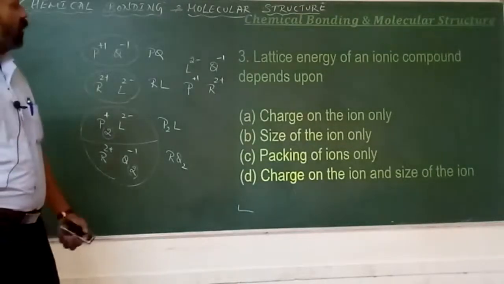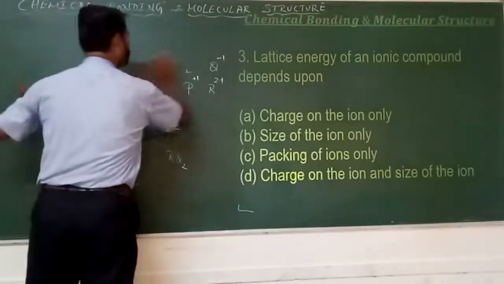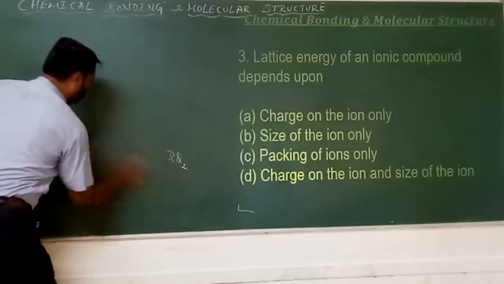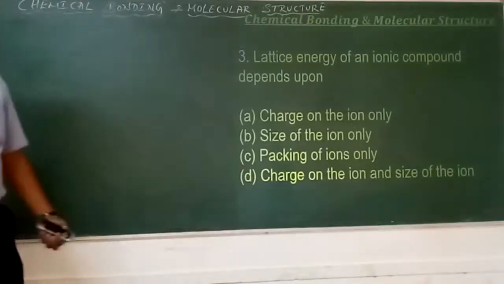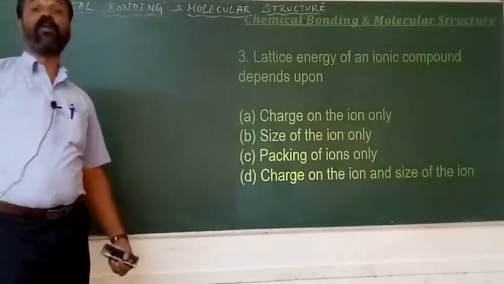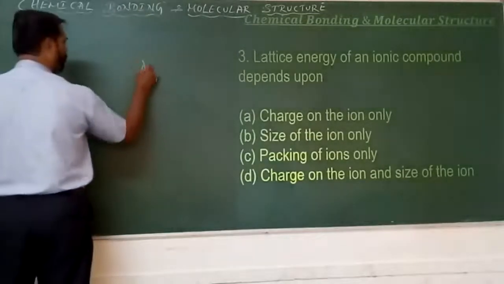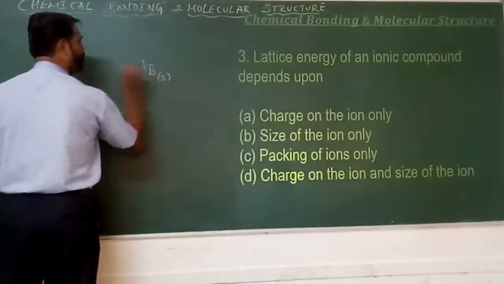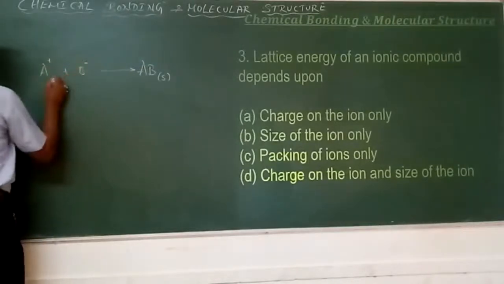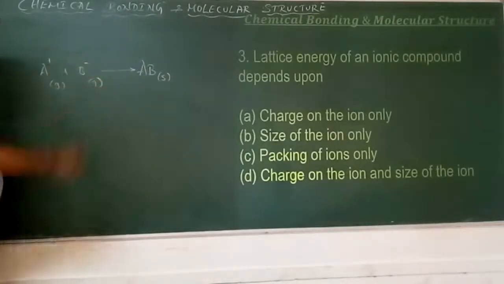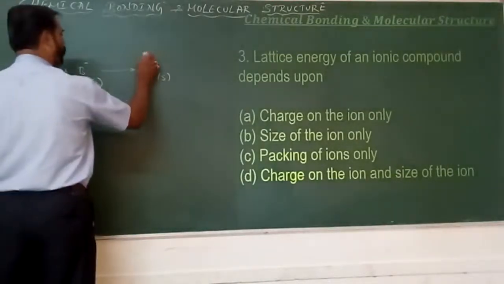Lattice energy of an ionic compound depends upon what? What is lattice energy? We have discussed it is the amount of energy released when one mole of a substance, preferably the ionic compound, is formed from its gaseous constituent atoms. So here, for example, AB is one ionic substance. It is formed from which ions? A plus and B minus, and both are gaseous. So here, no doubt it is an example of an ionic compound.